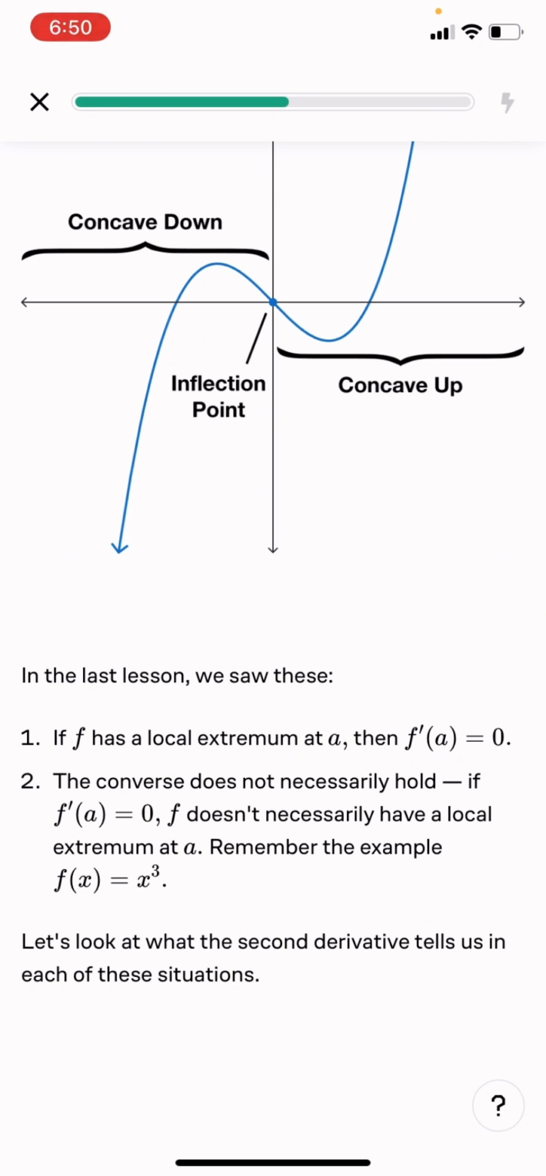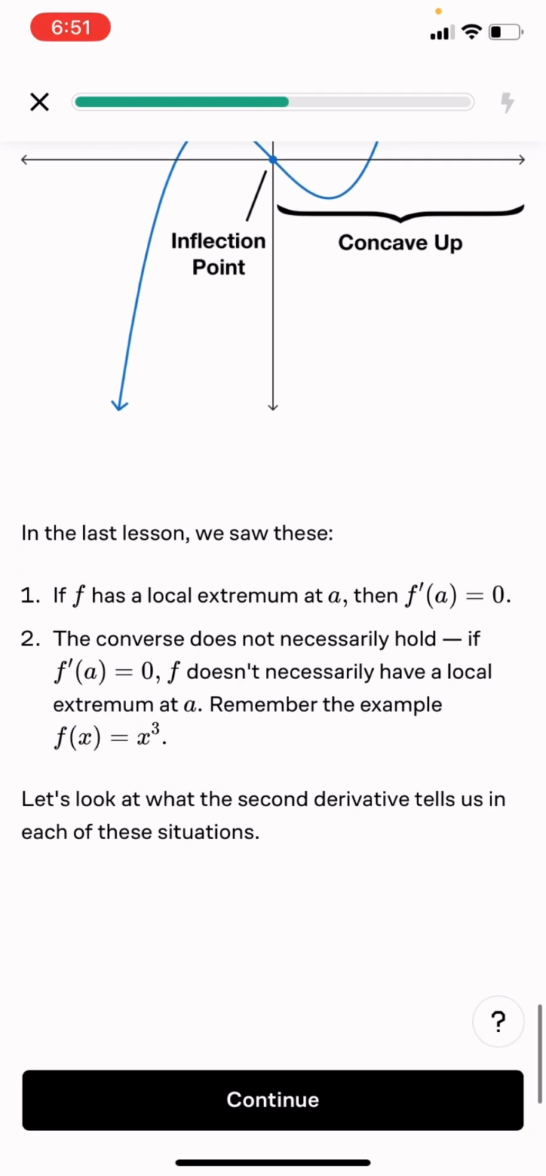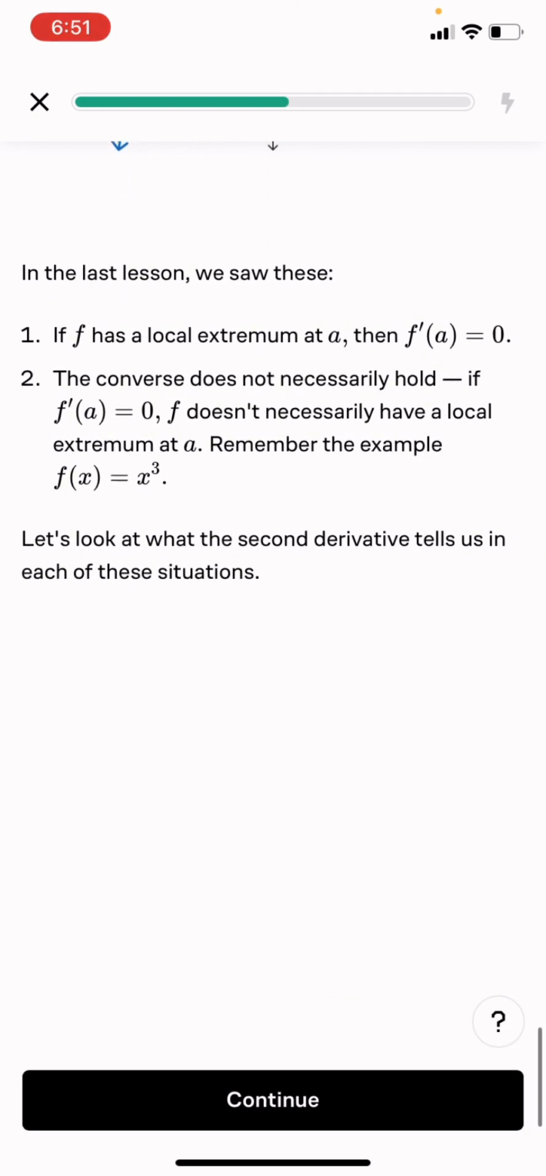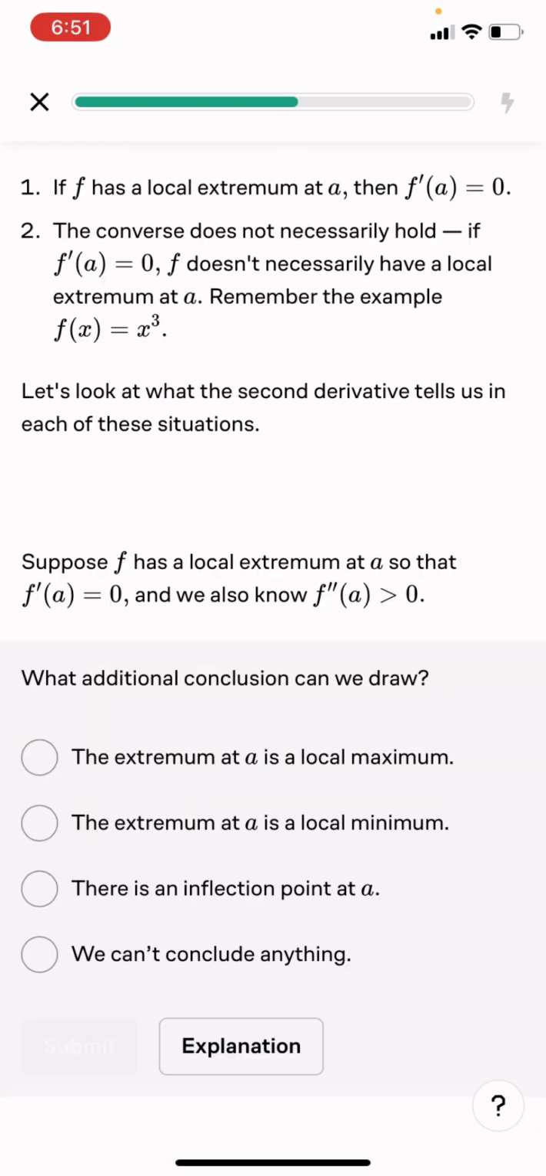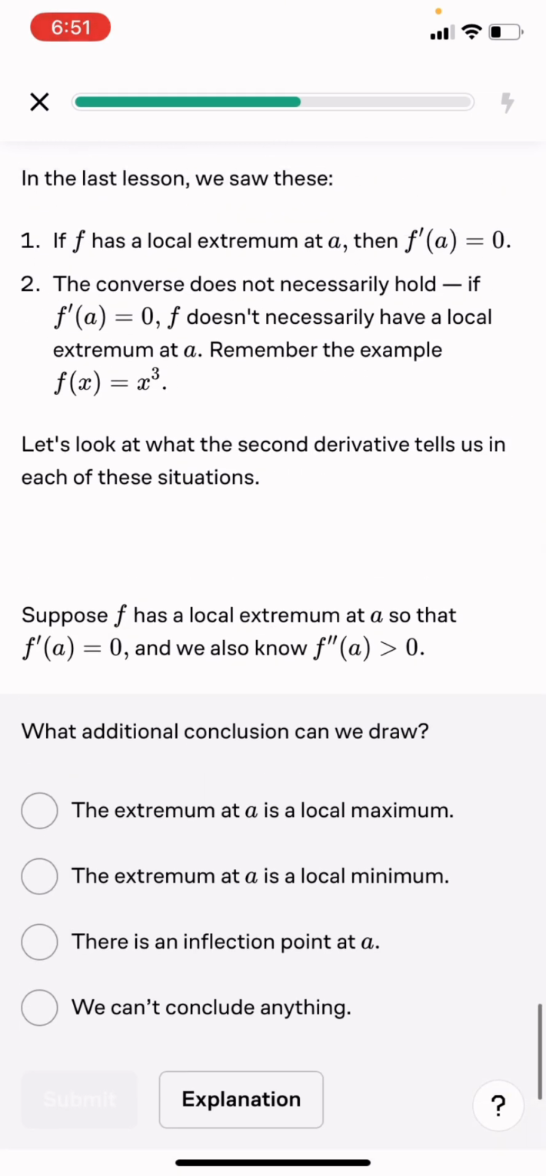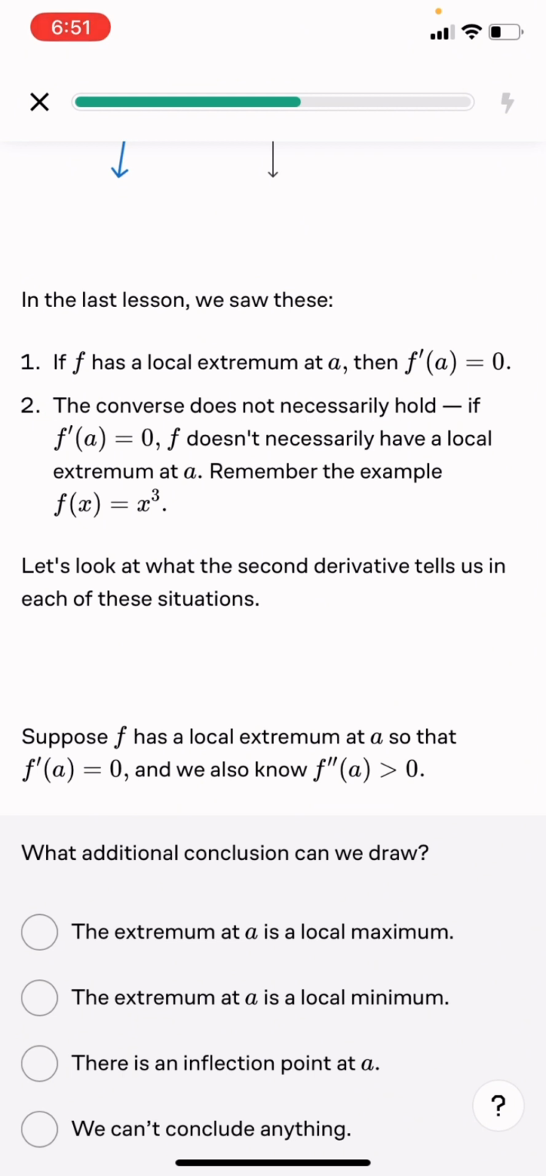So f doesn't really have to, but wait, let me see. It usually is, if it has a local extreme, f prime of a equals 0, which is easier for solving. But it's not always true for certain graphs, so you have to be careful with that.